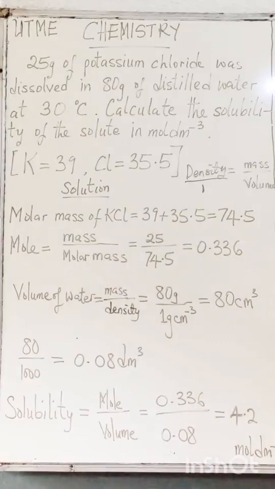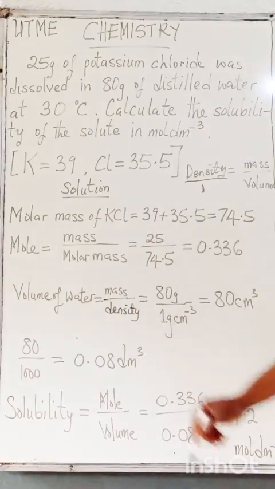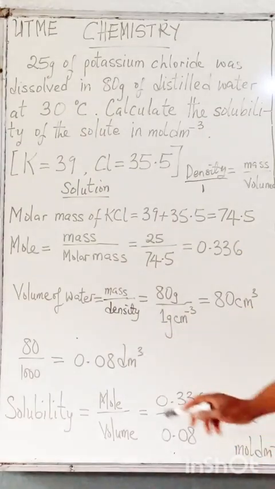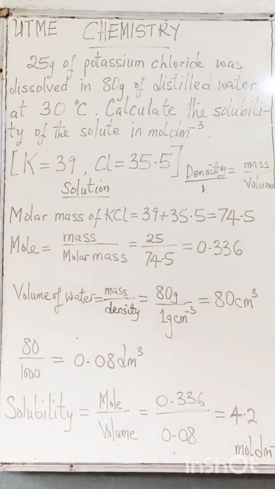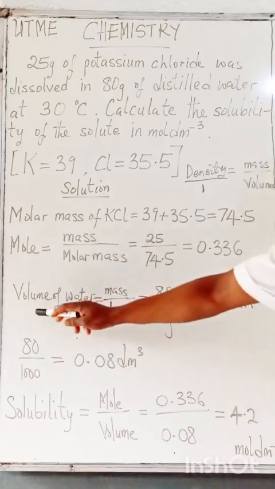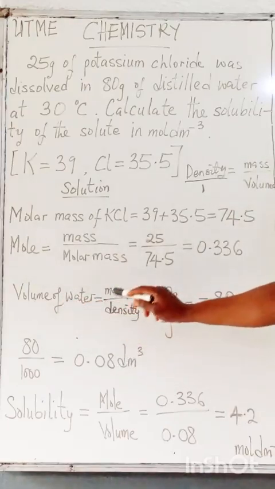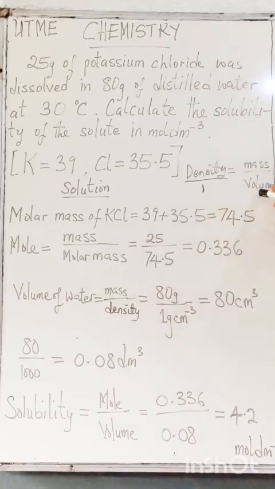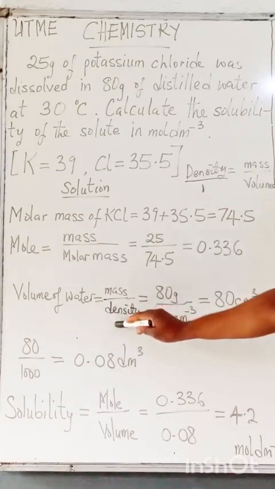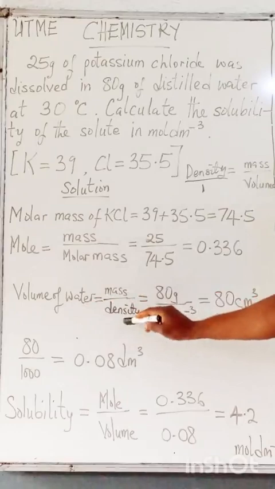What about the volume of water? The formula for solubility is mole over volume. But the volume we are looking for is the volume of the solvent. So that's what we want to get here, volume of water. It is equal to mass over density. Remember this formula, density equals mass over volume. So when you cross multiply, bring volume up here, and then return density as the denominator. That's the formula we are using here. Volume of water equals mass over density.